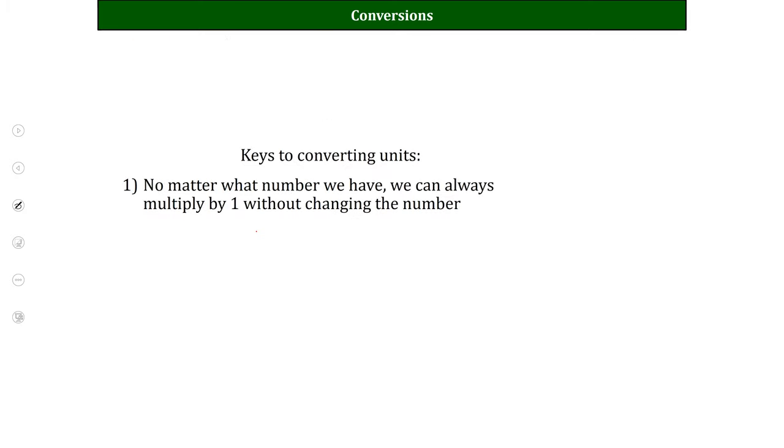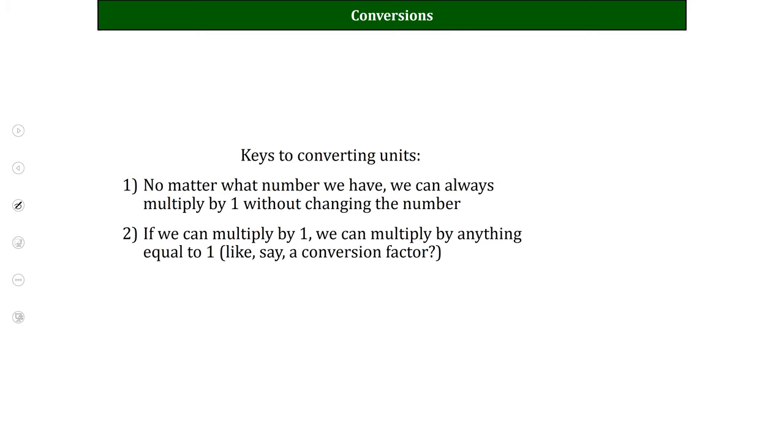So if we can always multiply by one without changing the original amount, we can take any number we want and multiply it by a conversion factor, and we didn't change anything. But the units can cancel out now to make it look different. That's all conversions are. The whole idea is we're not changing anything, because if you convert your units properly, you should have the same thing that you started with at the end.